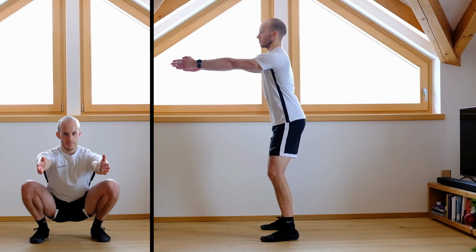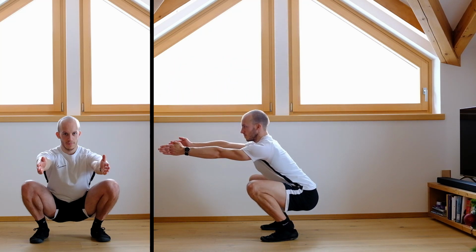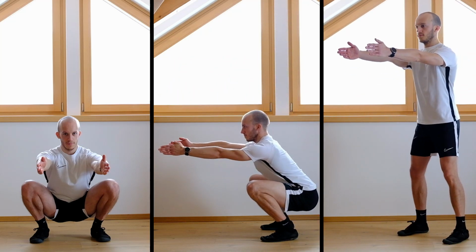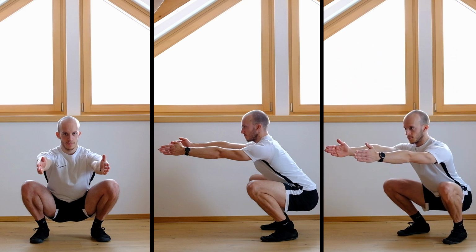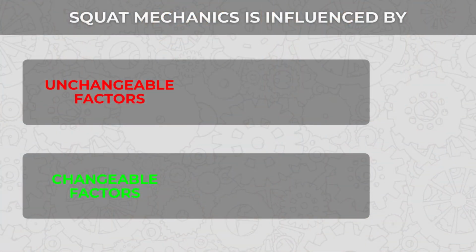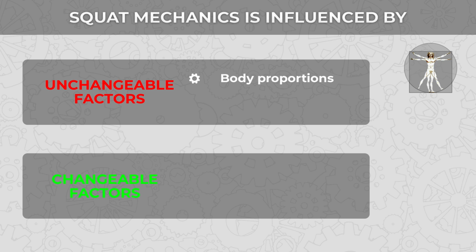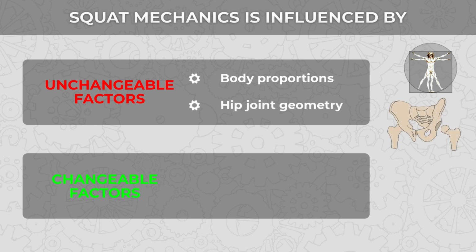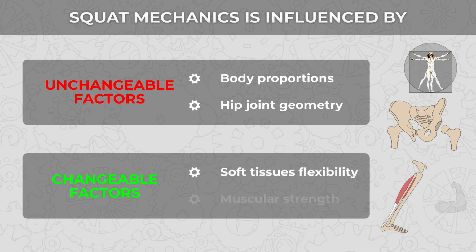The bodyweight squat is one of the fundamental human movement patterns. In this video I will show the different factors that can affect squat depth, as well as some mobility exercises to improve the squatting form. The squat mechanics is influenced by unchangeable factors such as bone length and body proportion, and the geometry of the hip articulation, and the changeable factors such as soft tissue flexibility and muscular strength.